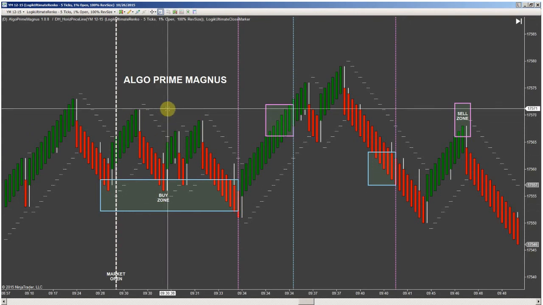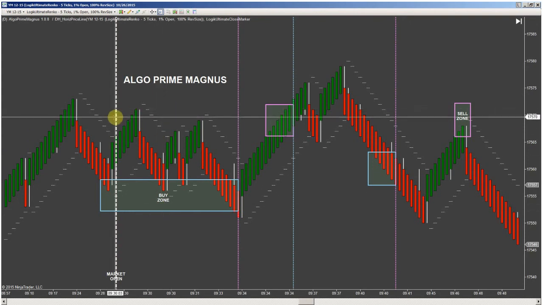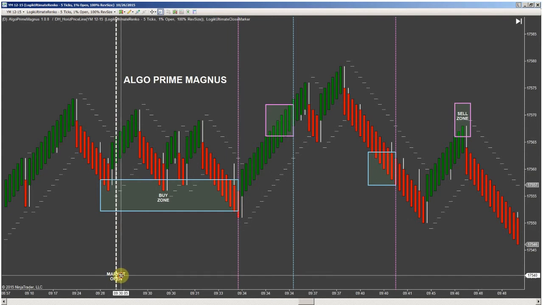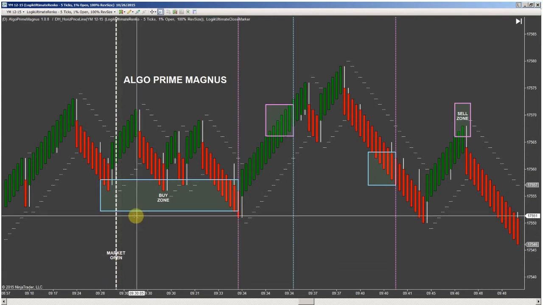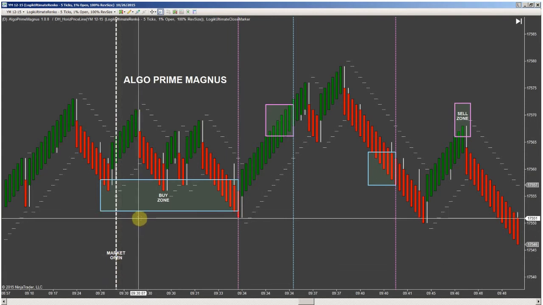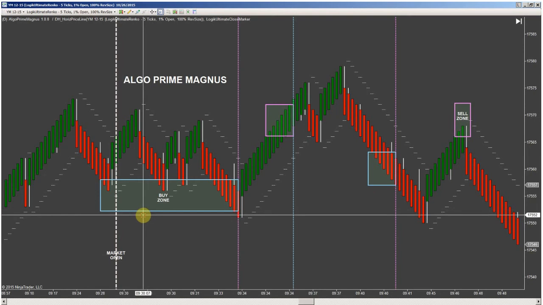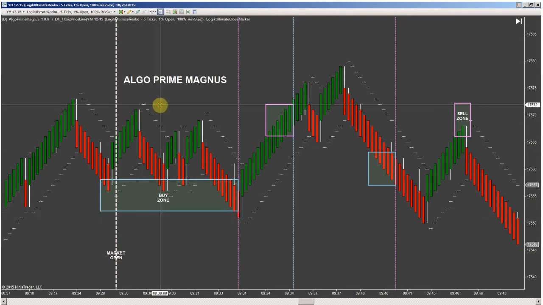Okay, this is AlgoPrimeMagnus, and what I'm just showing here is the addition of a third time frame. It's currently being considered, and hopefully it'll be something that we can code into the system. So this would be the entry chart. There are two other charts, one being a trend, the other being a pullback. This here would be the entry chart.